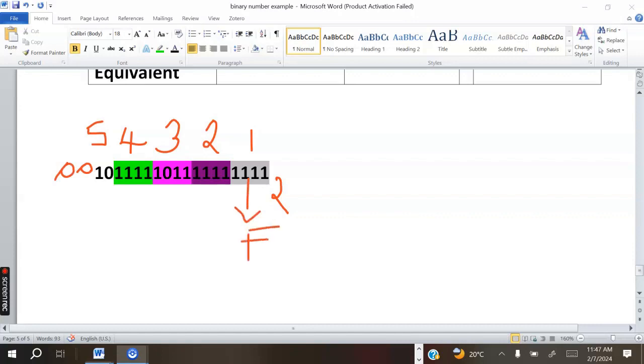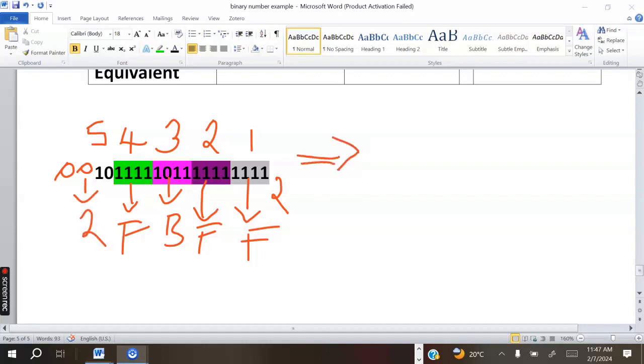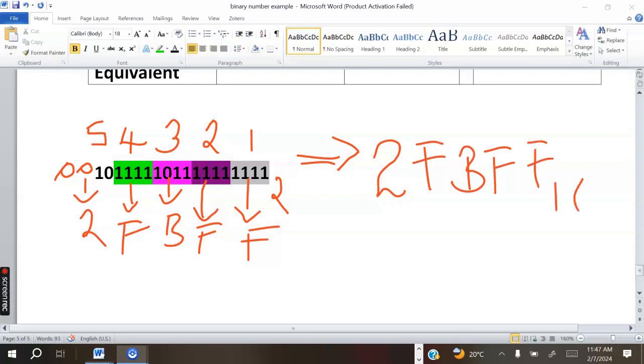This is supposed to give us F. This is giving us F, 10, 11. This one is supposed to give you B. This one is supposed to give you F. Then 0010 is supposed to give you 2, this last bunch. So the final answer should be 2FBFF base 16.